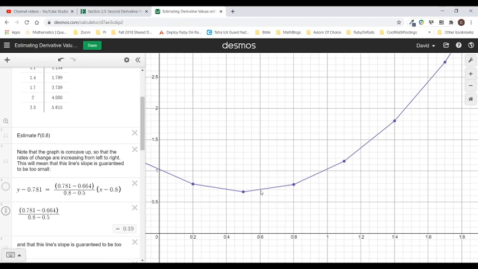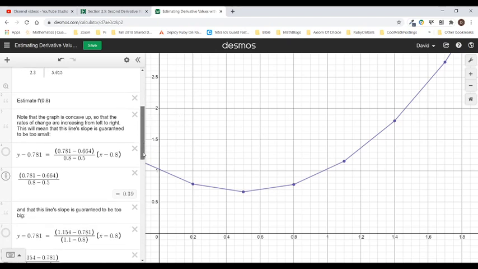What does that tell us here? That tells us that this slope here not only looks smaller than the slope of the tangent line here, it's guaranteed to be smaller than the slope of the tangent line. So the slope here is guaranteed to be too small. The one over here, not only does it look steeper than the actual tangent line, but because this is concave up, it's guaranteed to be too big. Now we're going to try to use that.